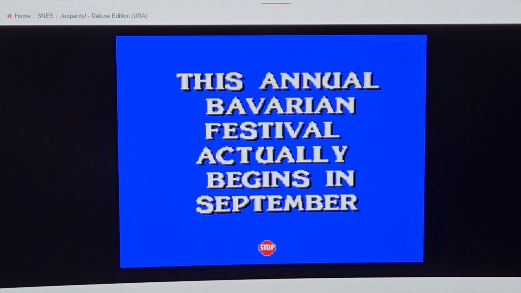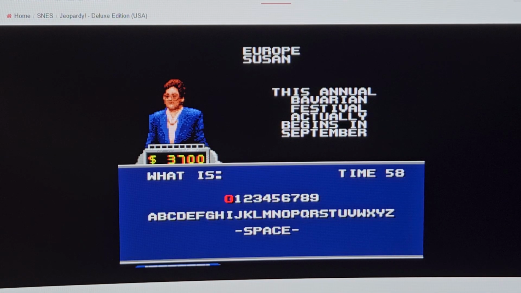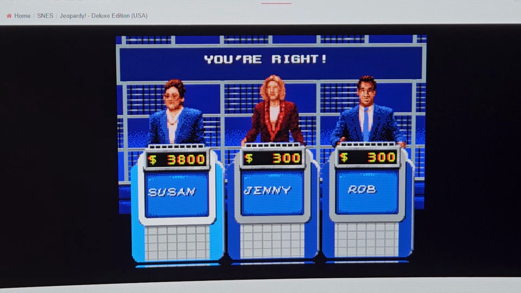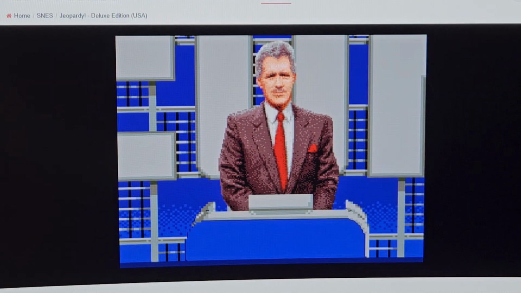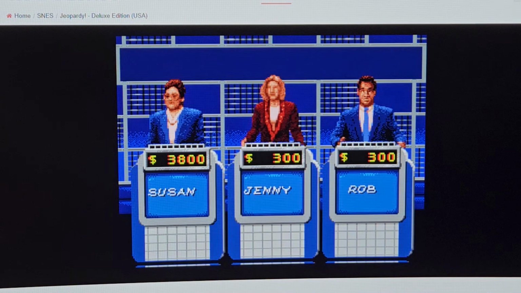You're up for 100. The answer is... This annual Bavarian festival actually begins in September. What is Oktoberfest? Okay. You're up for 2. The answer is... Italy's boot looks like it's about to kick this island. What's Sicily?